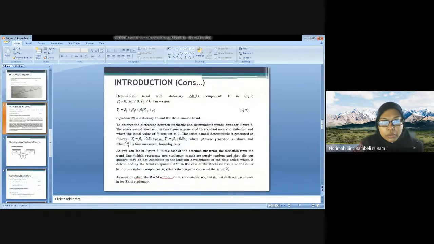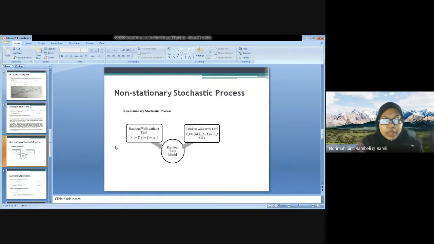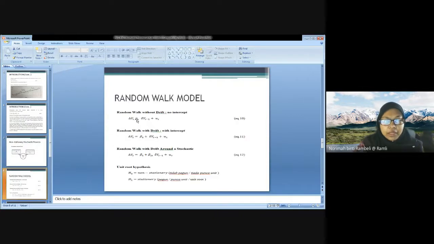Okay, let's go to equation 9. I hope you understand, and please try to write the equation like this. As I said, equation 9 is the AR1 model with drift and time trend. Now these are some notes about the random walk without drift and random walk with drift, equations 10 to 12. Random walk without drift, as you can see here, has no intercept. Random walk with drift means with intercept.